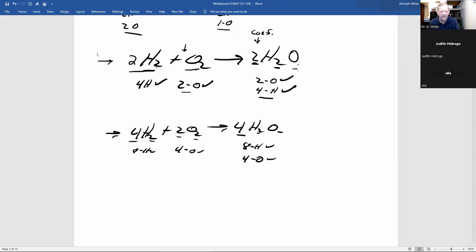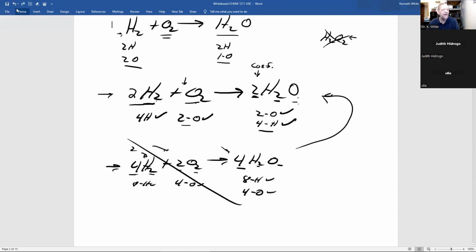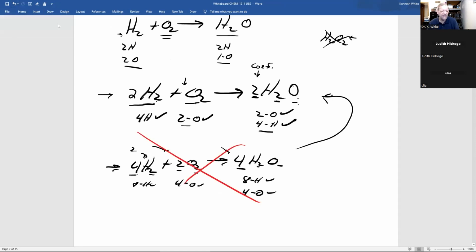But if I divide each of these by 2, I would get this. So on a test, this is wrong, because there shouldn't be multiples of the coefficients. So that's something to watch out for. It's a common mistake students make when balancing chemical equations.